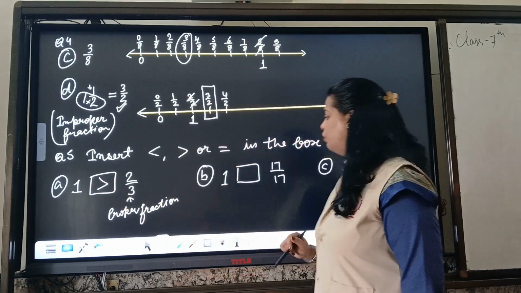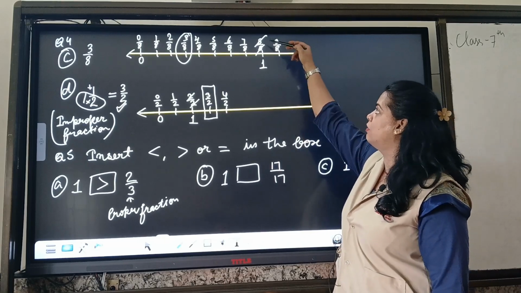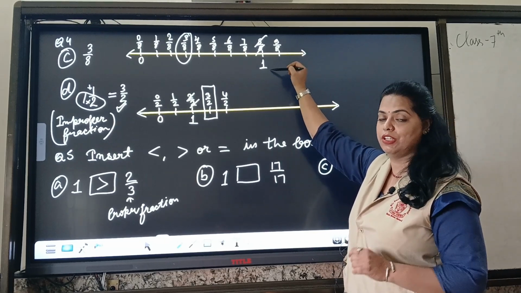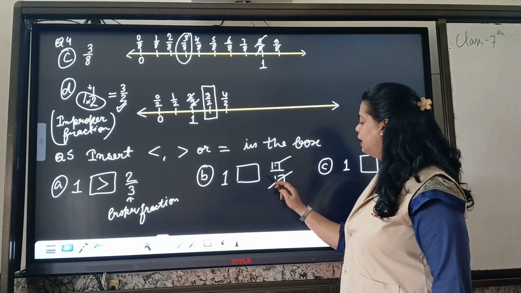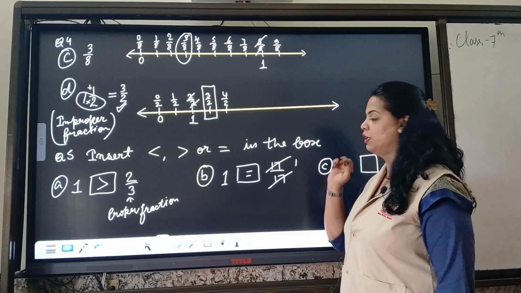1 is the greater value. Here same numerator, same denominator. On the number line I always told you that same numerator, same denominator, after cutting, they will give you 1. So here also you will get 1. Now you can see 1 and 1 both are equal.